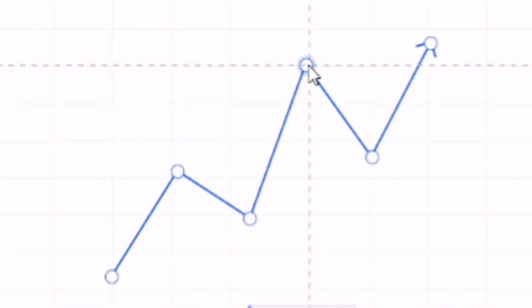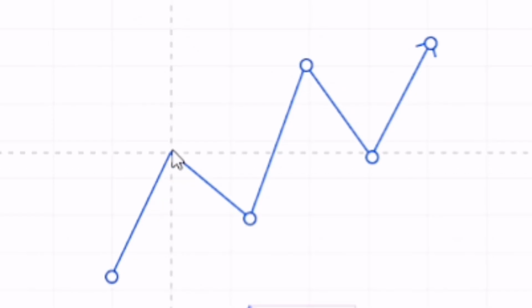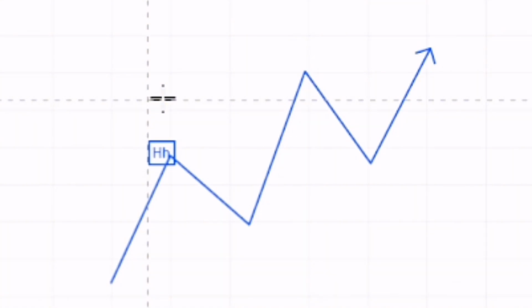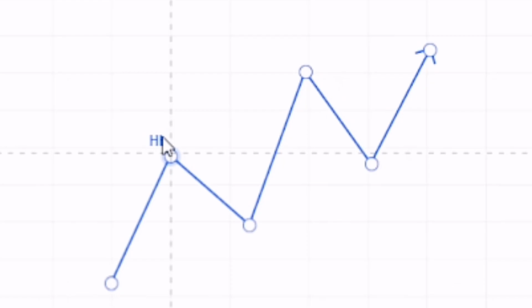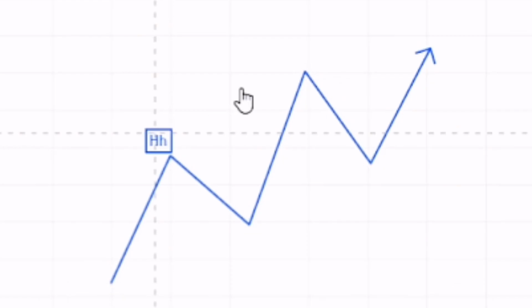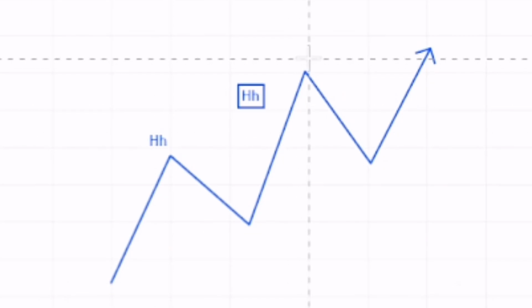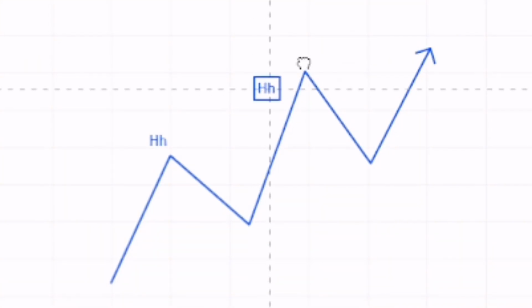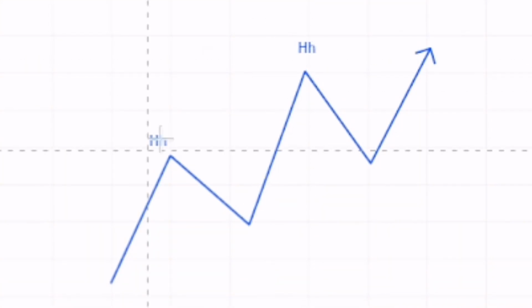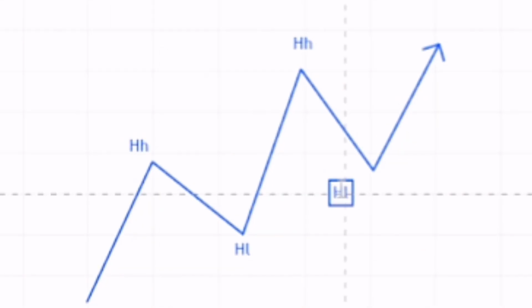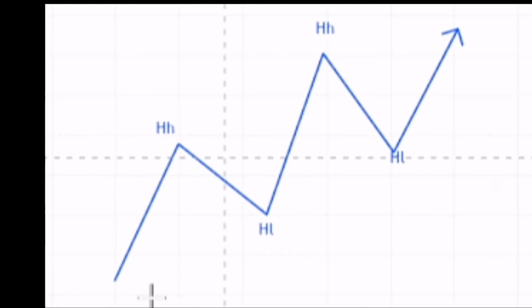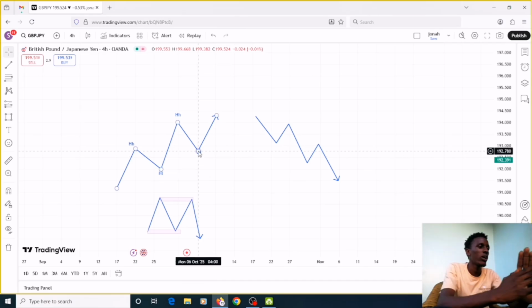So one way of identifying market structure is by using these higher highs and higher lows. Let me show you how to mark them. If this was our previous higher high, once price breaks past it, it will form a new higher high right here. So this turns into our new higher high. And this low right here is what I call the higher low, and this becomes our new higher low. This is what I call higher high, higher low, higher high, higher low. So that's one way of identifying market structure.